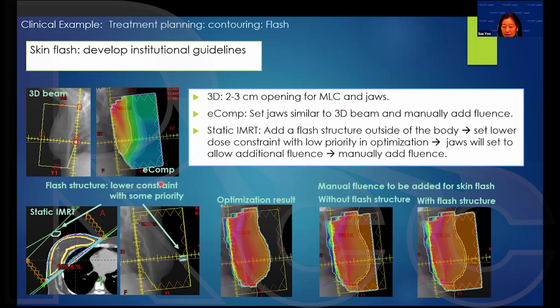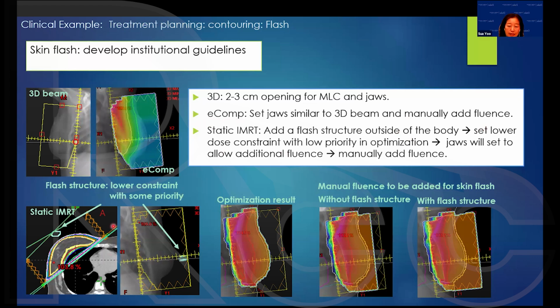Electron compensator technique, irregular surface compensator, or electronic compensator technique. I call it ECOMP. With the ECOMP technique, we add the fluence manually. When you generate the initial fluence map, it's going to generate fluence only for the breast shape. Then you manually have to add the skin flash all the way to the field edge. That's how you generate the skin flash. About 2 to 3 cm is enough.